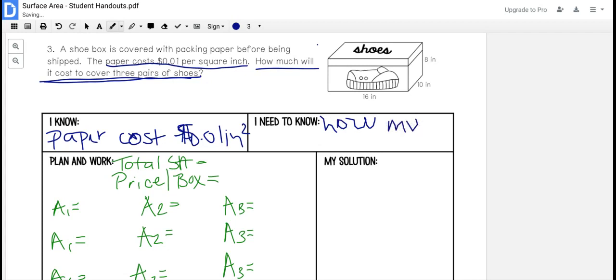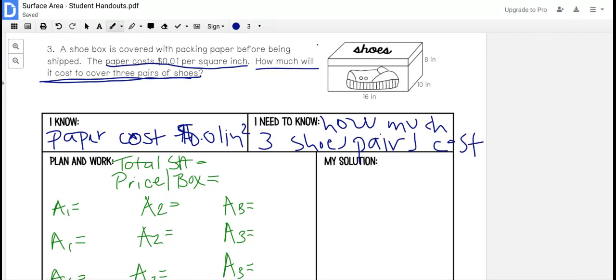much 3 shoes. Okay, so how much do 3 shoe pairs cost?